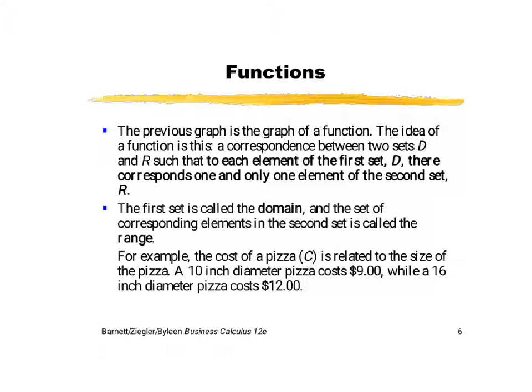Okay. The second point says the first set is called the domain, and the set of the corresponding elements in the second set is called the range. For example, the cost of a pizza, C, is related to the size of the pizza. A 10-inch diameter pizza costs $9, while a 16-inch diameter pizza costs $12.